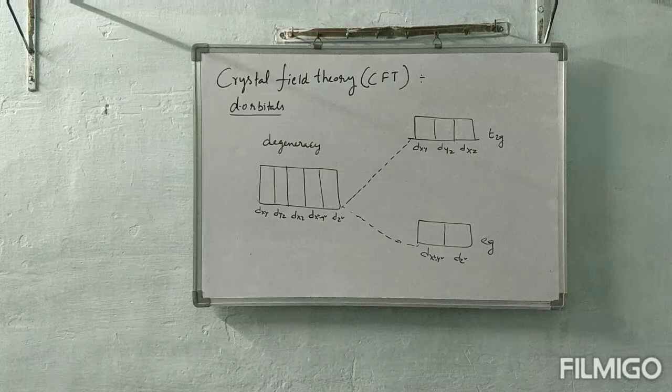This process of splitting 5 d orbitals into 2 sets is called crystal field splitting. As this theory entirely depends on crystal field splitting, this theory is called crystal field theory. The process of splitting of these degenerate orbitals into 2 sets is called crystal field splitting.